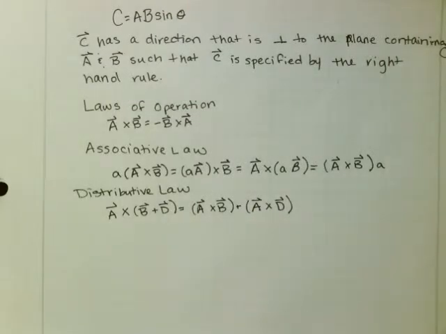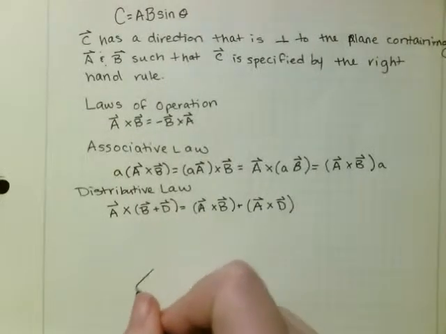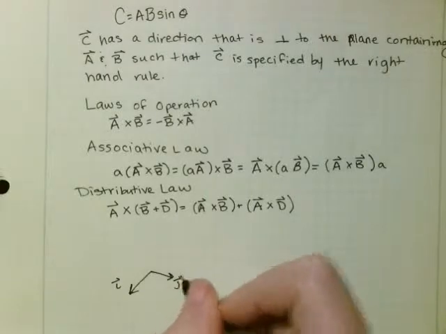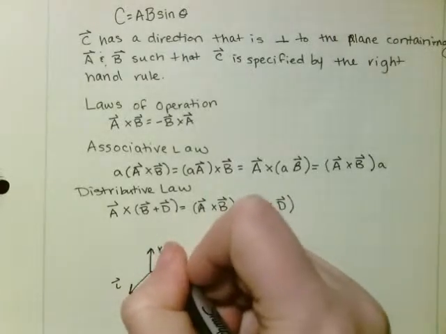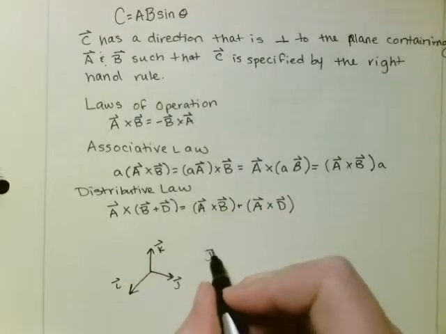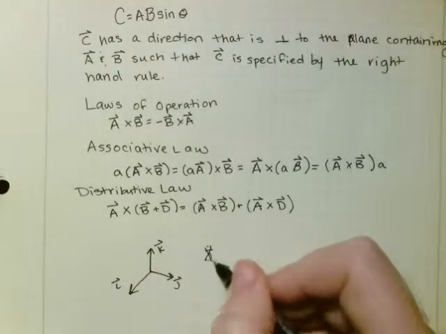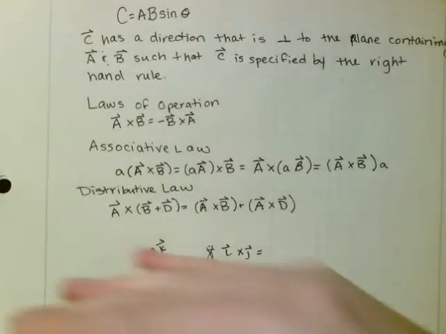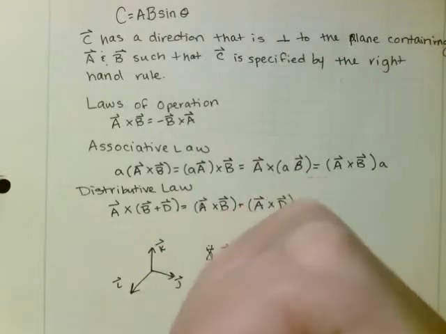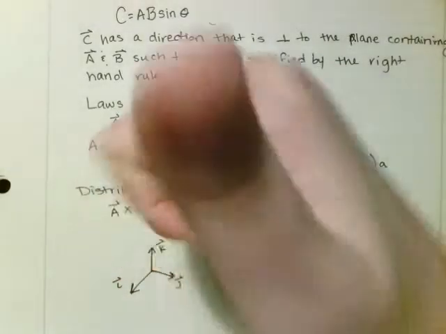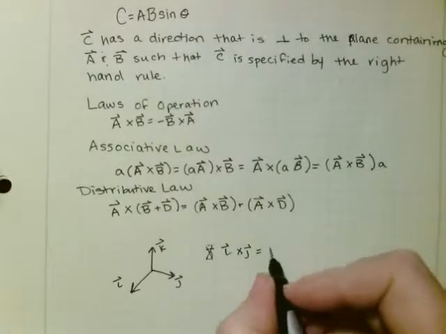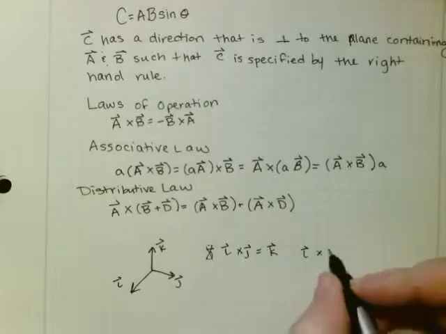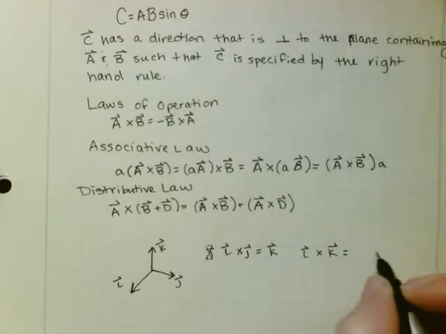Alright, so now let's look at our unit vectors. So we've got I, J, K. So if we had I cross J, curl your fingers towards J, your thumb would be pointing up, so that'd be positive K. Now we're going to do all of these. So we've got I cross K, all the different variations.